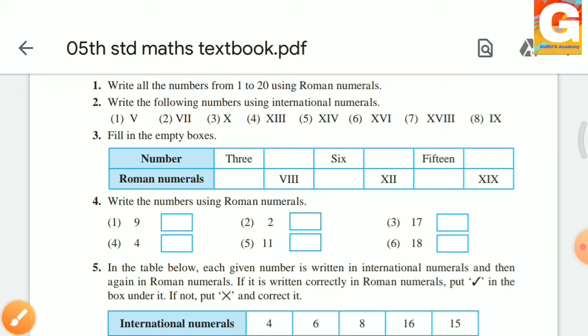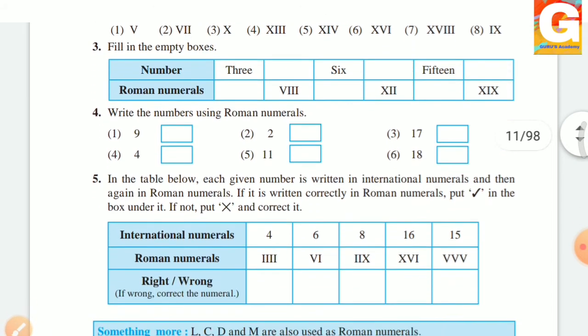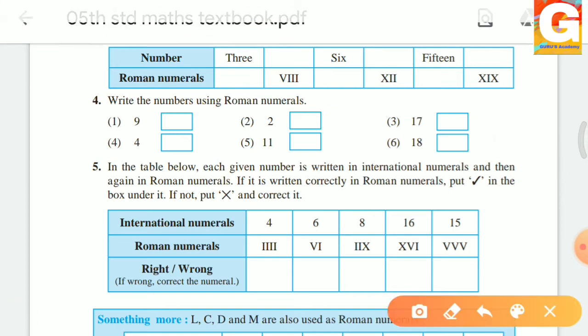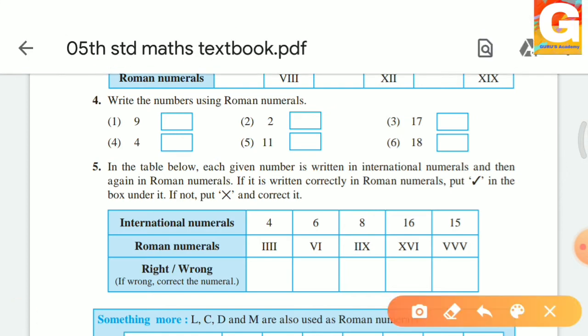Now let's see what is the next question. Write the numbers using Roman numerals. I think we have practiced much. We have seen how to write 1 to 20 in Roman numbers. And in first 3 questions also we have seen. Now let's see what are the numbers given. What is the first number? That is 9. Yes, what does 9 mean?